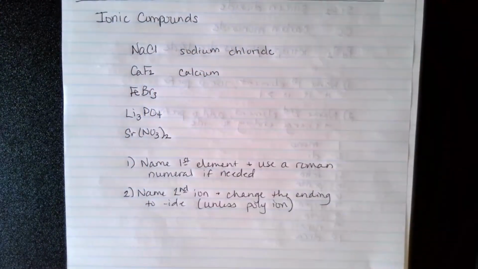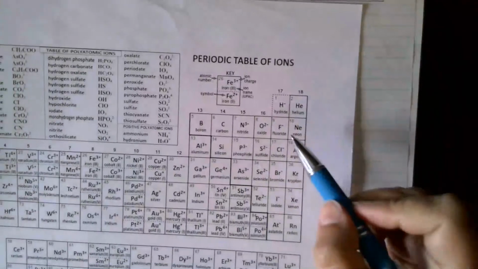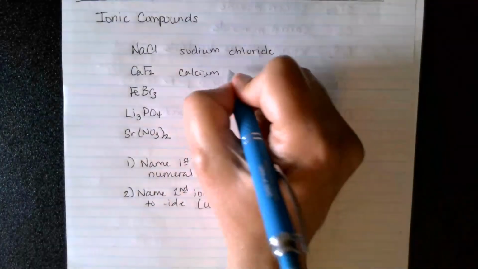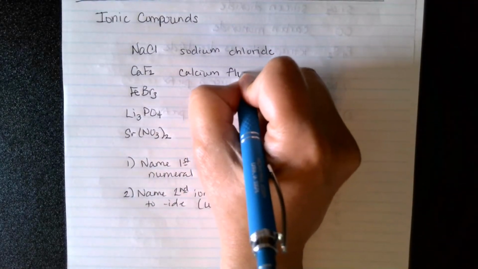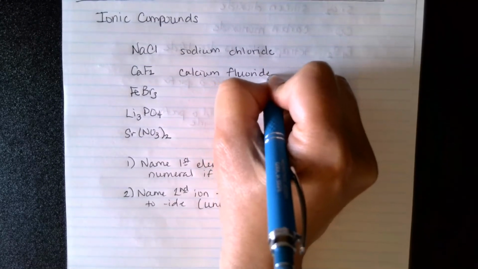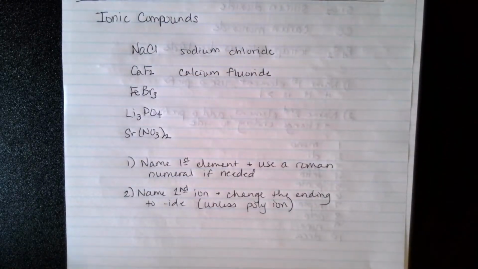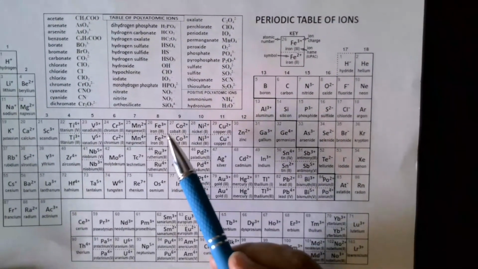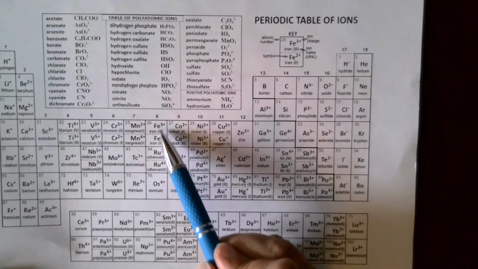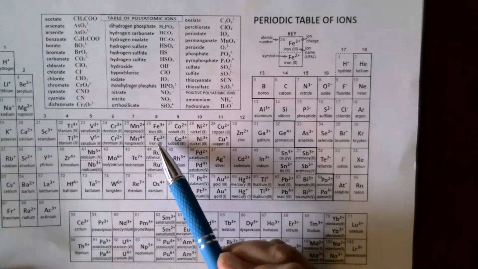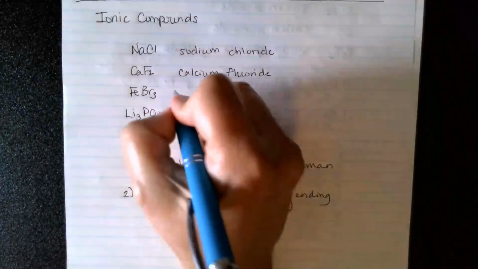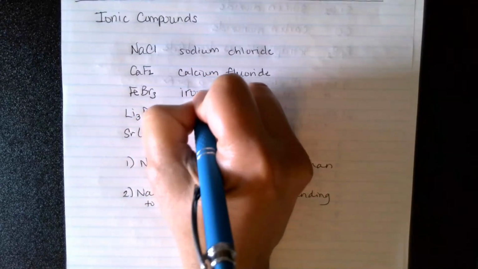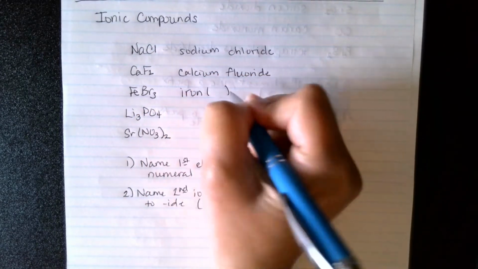And then I would name F, which is fluoride. Now I didn't do anything with that 2. We don't even care about it. It doesn't have anything to do with the name. Okay, next one I'm going to name Fe, and I have a choice here. So it's going to be either iron 2 or iron 3. I don't know what yet, but I'm going to leave a space for that.